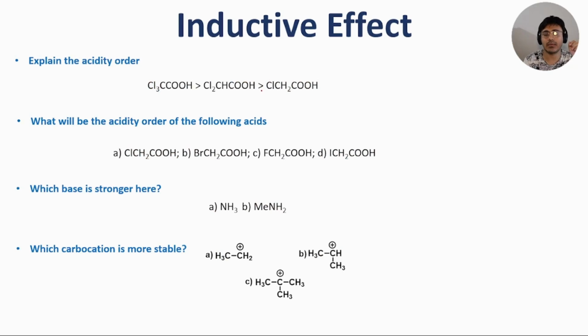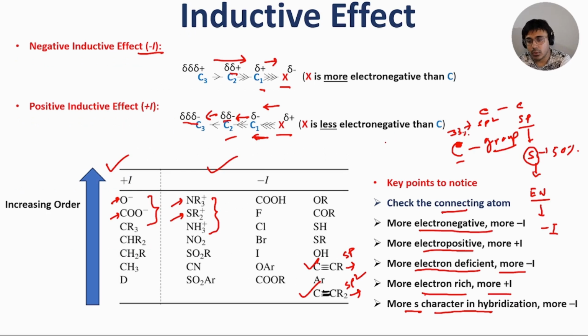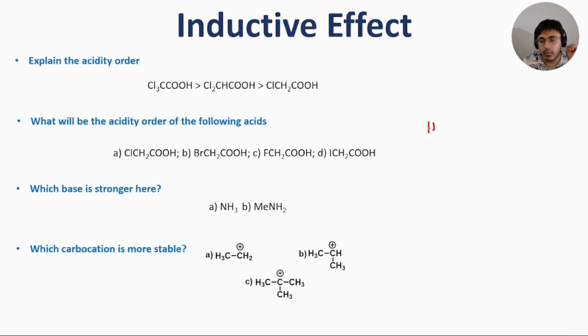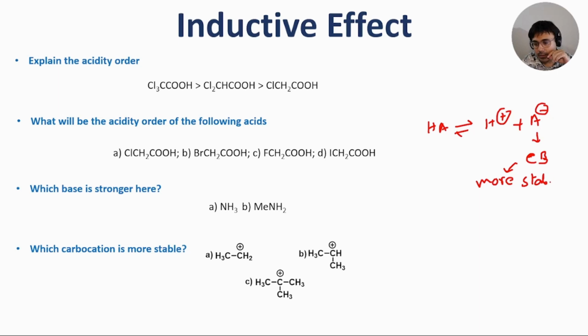Now with this concept of inductive effect, we'll explain our questions, the basic questions, the acidity order and the basicity order. So to understand the strength of the acidity, we'll keep in mind that HA, if a Bronsted acid, will dissociate into H plus plus A minus. A minus is the conjugate base, right? Now, the more stable the conjugate base, what will happen? That more acidic is the HA.